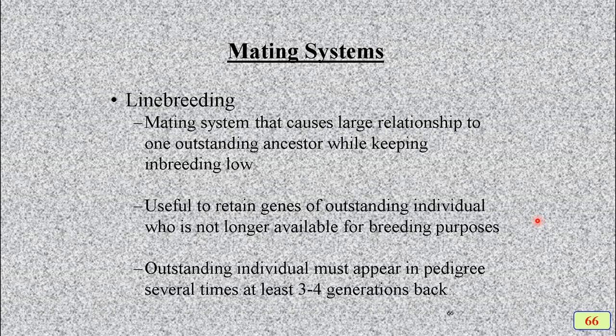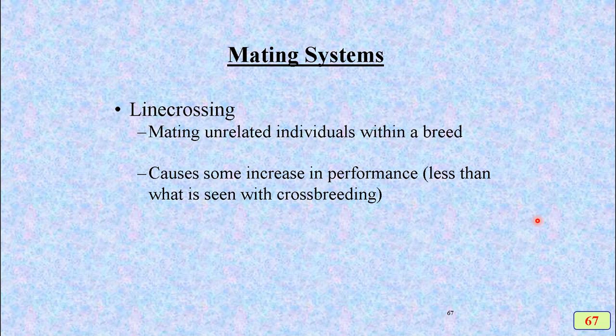Then mating that causes a large relationship to one outstanding ancestor while keeping inbreeding low. This is useful to retain the genes of an outstanding individual who is no longer available for breeding purposes. And nowadays this is the frozen semen era, and even though the bull is not there, we can use semen straws for artificially inseminating a cow or a buffalo. Then the outstanding individual must appear in the pedigree several times, at least 3 to 4 generations back.